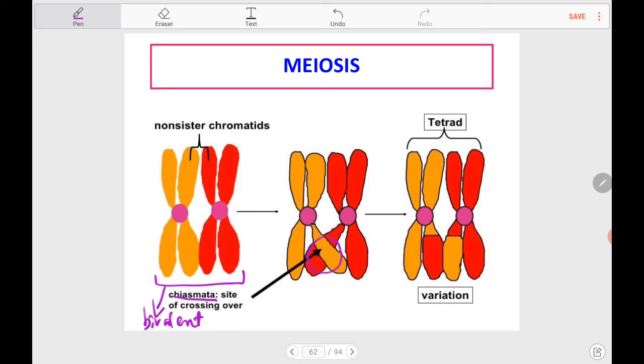So kesannya diagram on the right kita nampak ada perubahan warna dekat non-sister chromatid yang sudah berlaku crossing over tadi untuk menunjukkan bahawa sudah ada exchange of genetic material between the non-sister chromatid of the homologous chromosomes. So exchange of genetic materials inilah yang akan menyebabkan berlakunya variation between each daughter compared to the parent cell.